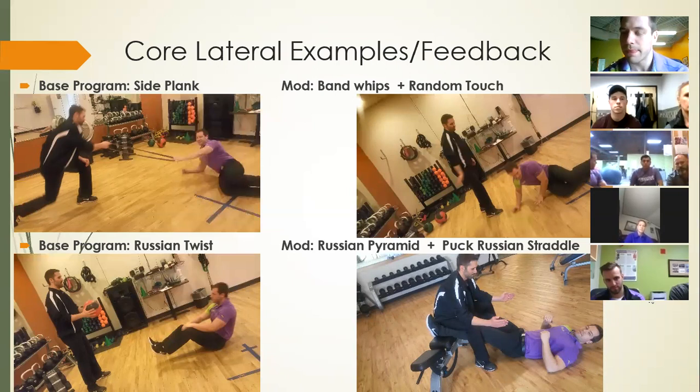For Russian twist, a lot of people will just turn their torso. They will not use their eyes to focus on where their hands go. So if you say eyes with their hands, it'll force them to actually rotate their torso more so you can actually get more of your core involved, versus just touching on the side, which is not as efficient.